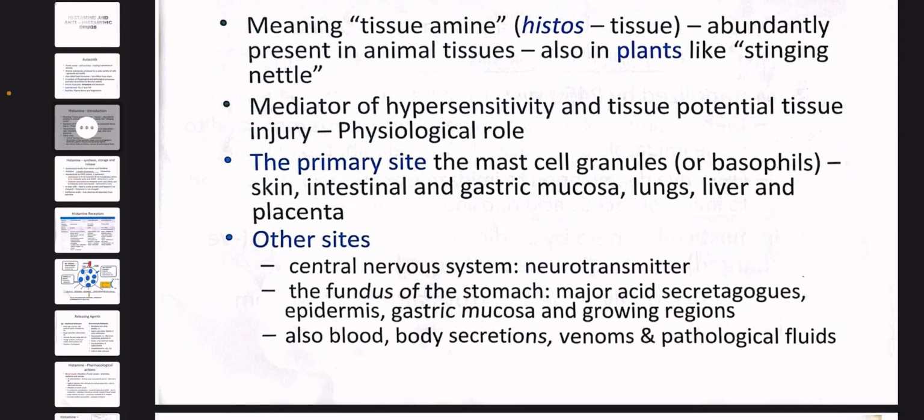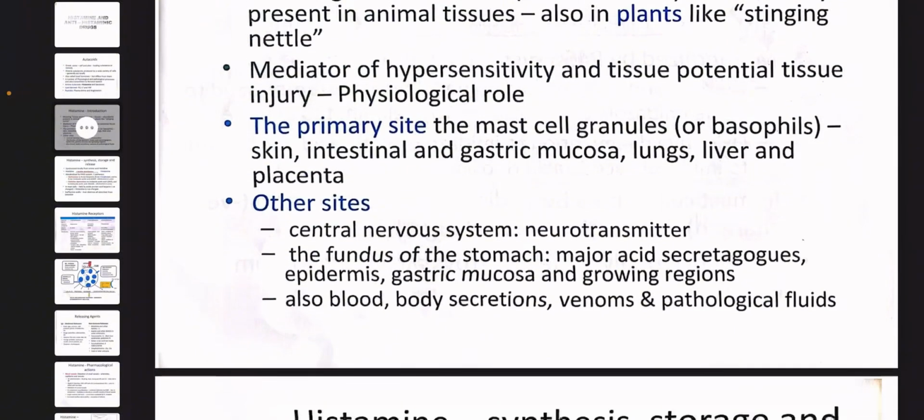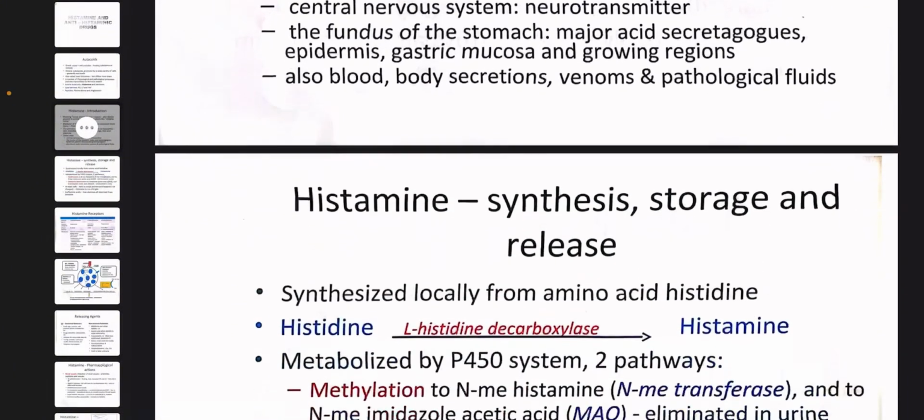They are also found in the central nervous system, where they can serve as neurotransmitters. We said you can see them in the stomach, where they are secreted. Some snake venoms also contain histamine. So these are locations where you can see histamine.